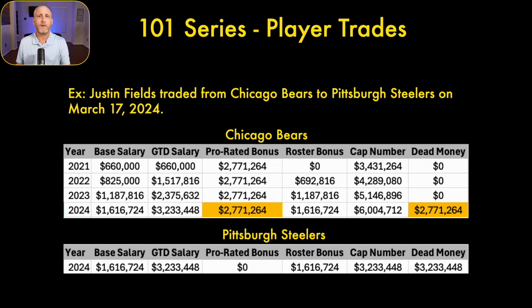So Chicago is taking on the last bit of the prorated money. Pittsburgh is taking on the guaranteed salary and the roster bonus that is coming up in July of 2024, because this trade was executed on March 17th of 2024.